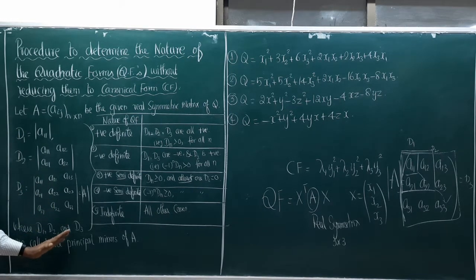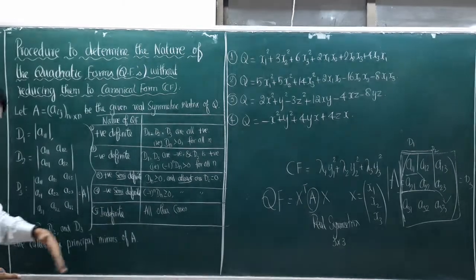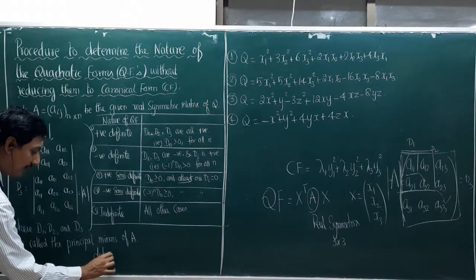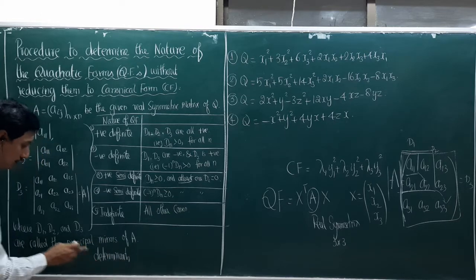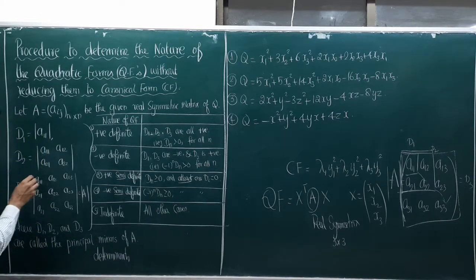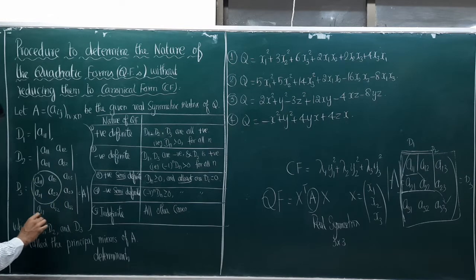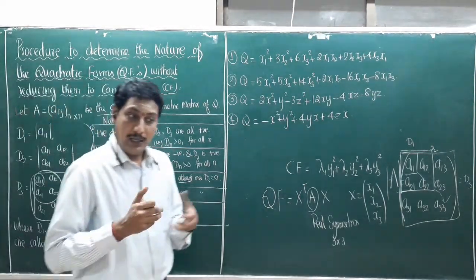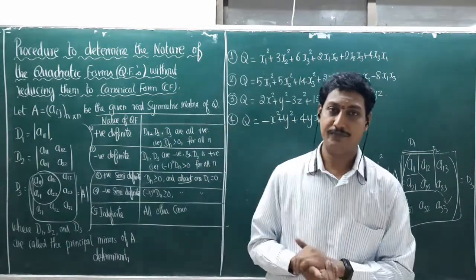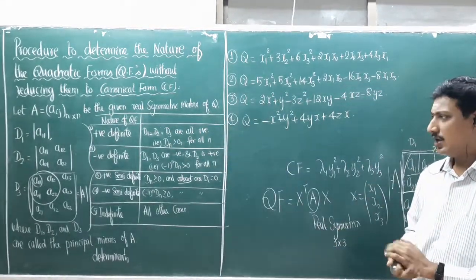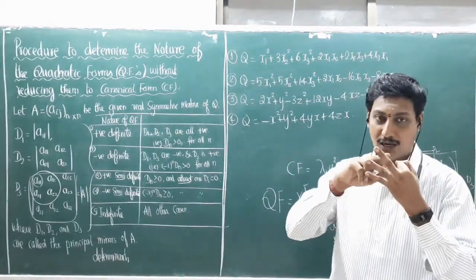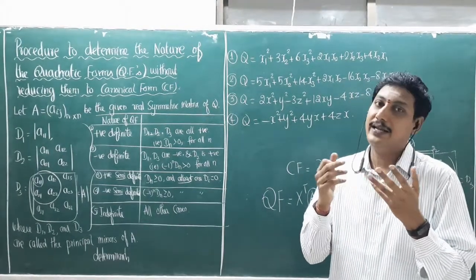Here D1, D2 and D3 are called the principal minors of A, often called the principal determinants of A. Why are they called determinants? Because we find the determinant value through the principal diagonal elements: A11 first, then A22, then finally A33. So we extend 1, 2, 3, giving D1, D2, D3. Now, how will these three values help us determine the nature? A very simple concept. Once we get D1, D2, D3, because it's a 3 by 3 matrix with 3 unknown variables, we get the nature with their help.